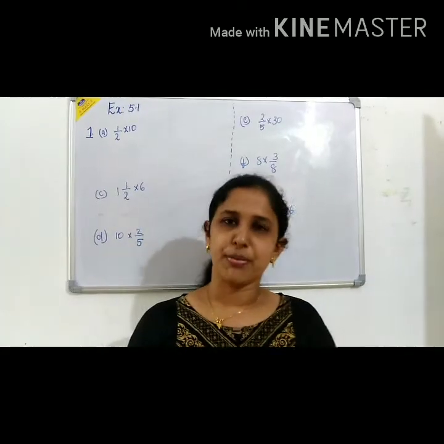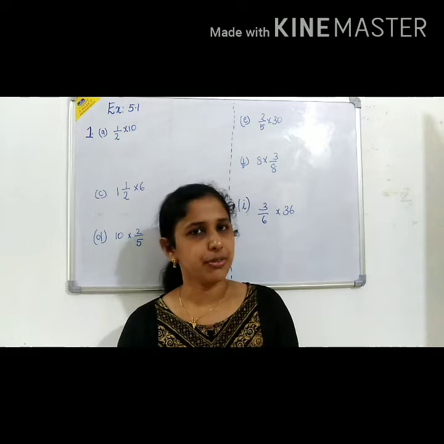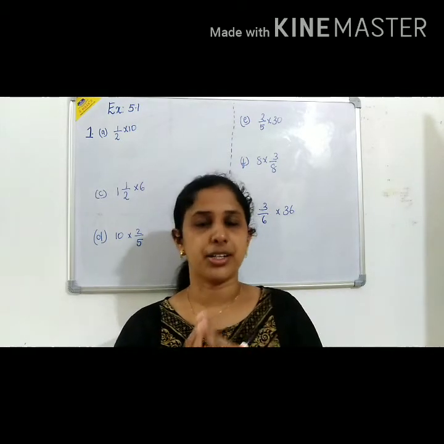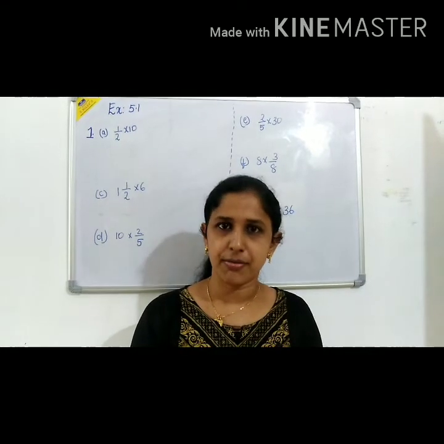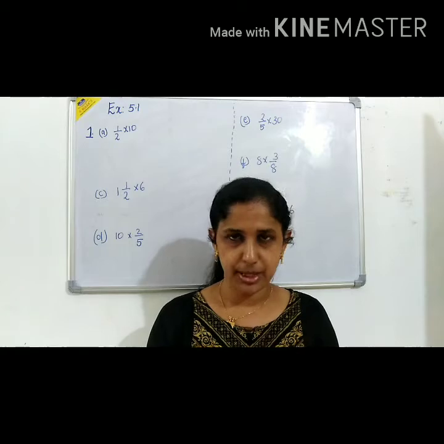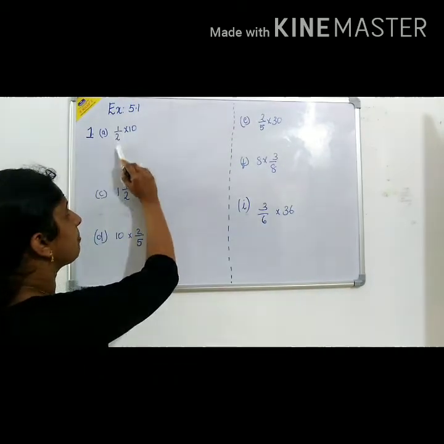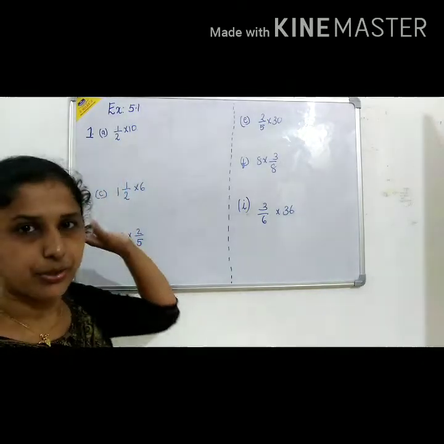Now we are coming to the main part of this chapter, that is multiplication and division of fractions. So first we can see how we can multiply the fractions. Here first we are dealing with multiplication of a fraction by a whole number. Say the first example here, that is 1 by 2 into 10. Here 10 is a whole number, 1 by 2 is a fraction.